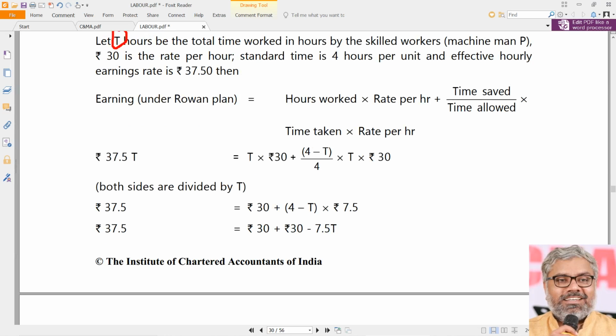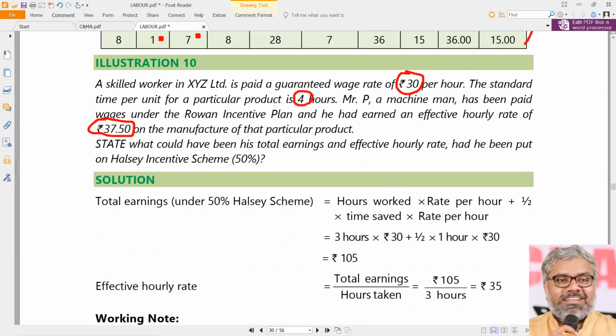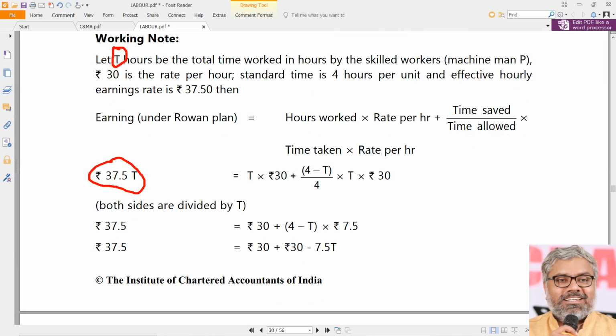So what will be his total wages? Effective hourly wage is 37.5. Total earnings under Rowan plan will be 37.5 multiplied with T. That is equal to what? Basic wages plus bonus. But for basic wages, once again you need T, because 30 rupees is the basic wage per hour, and we don't know how many hours are actually worked.